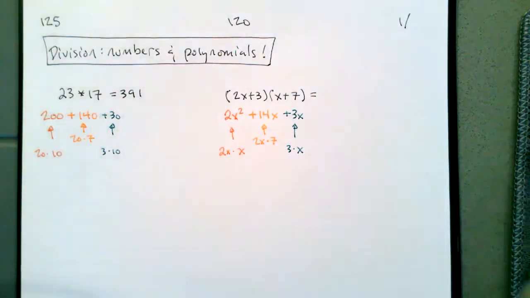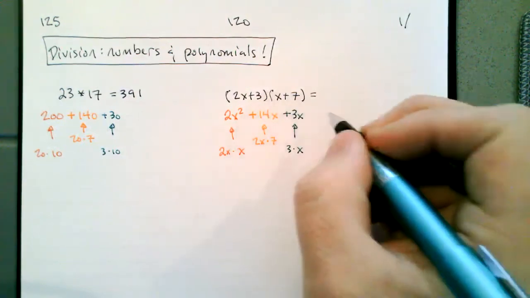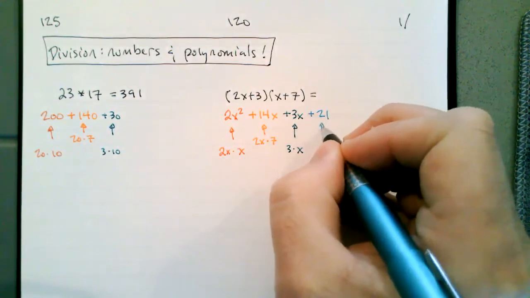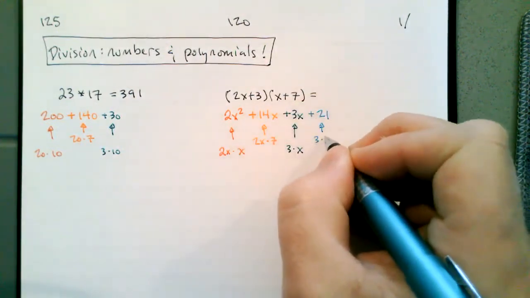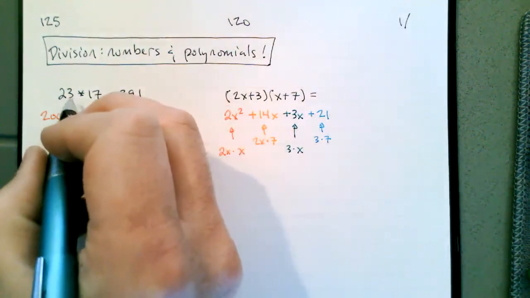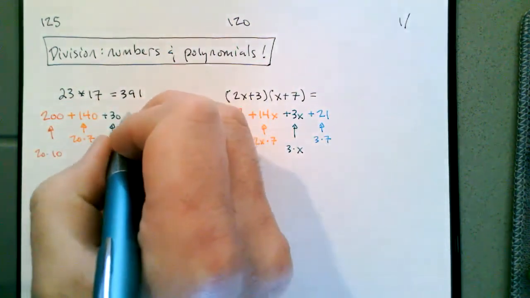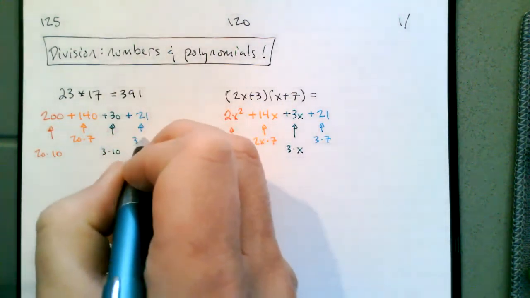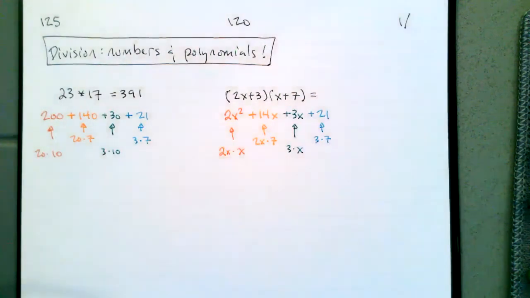And then finally, we multiply the last. 3 times 7 is 21. And that 21 comes from the 3 times the 7. And we are doing the same thing over in our numbers example. I have to multiply the 3 by the 7. And that's 21. So I have the 240, the 200, the 140, the 30, and the 21. Those all add up to 391. They're all numbers, so we can just put them all together.